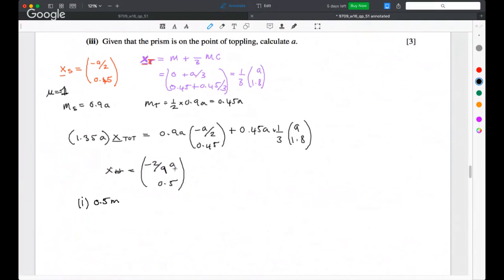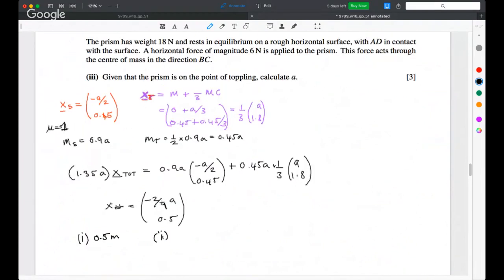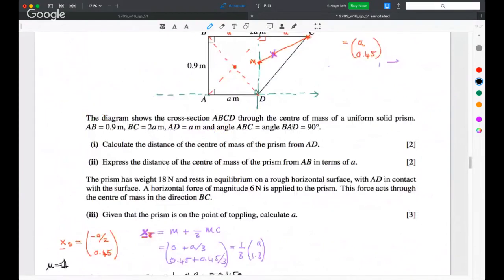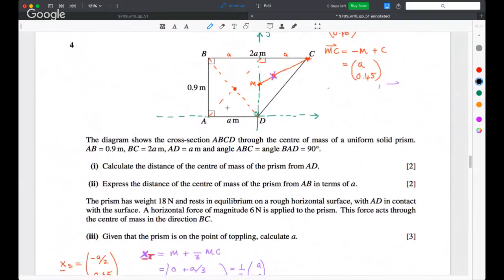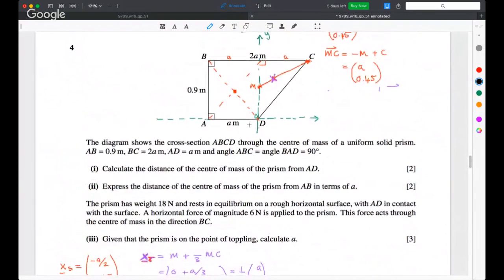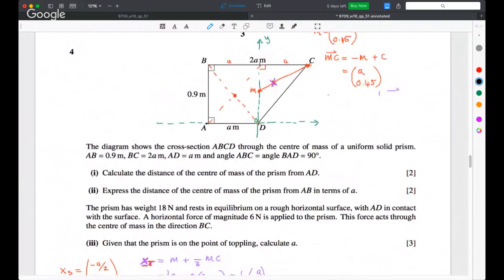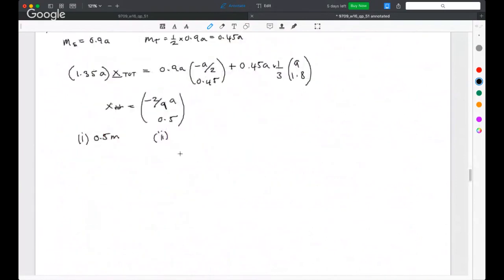And then the next one follows straight away. Express the distance of the center of mass in the prism from AB. This is AB. Well, we've just worked out the x coordinate. Sorry, the distance is going to be a minus the x coordinate. So it's a minus 2 over 9a, which is 7/9 of a.